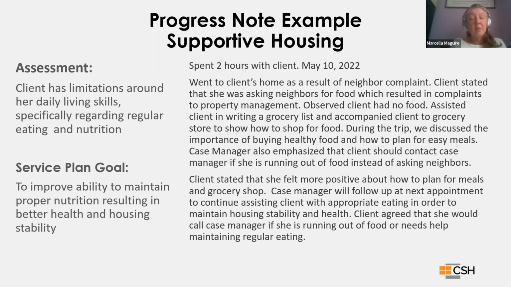They'll continue to follow up with the next appointment and talk about nutrition and eating and support. And the client also said she'd call the case manager if she was running out of food or needs help in this process. Many, many times I spent in the grocery store when I was a case manager.